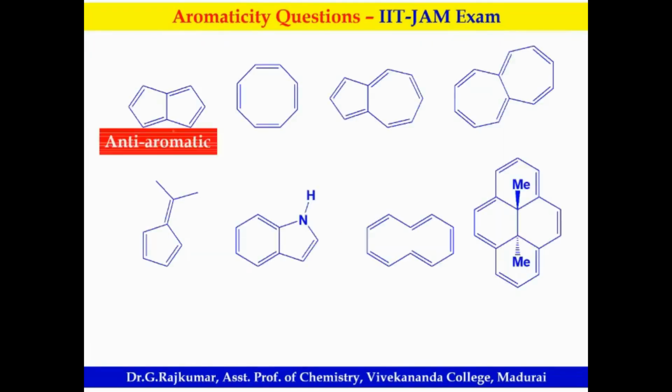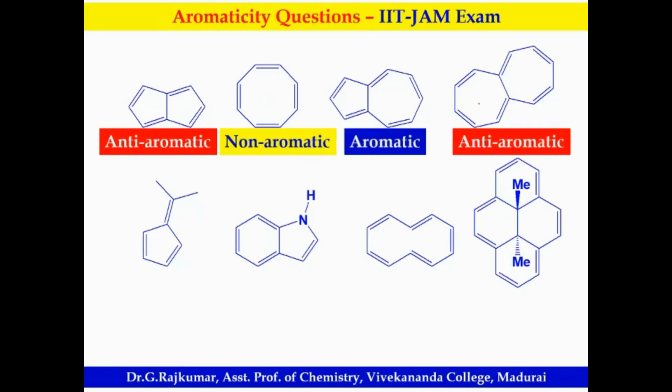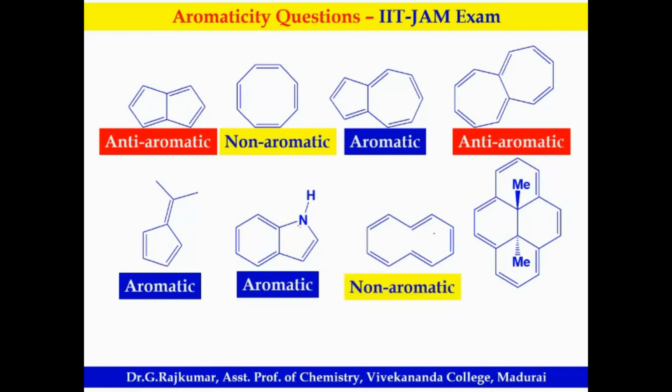Look at this. First one is anti-aromatic because 8 pi electrons are involved. Second one is tub-shaped cyclooctatetraene, non-aromatic. Third one is azulene, aromatic. This is heptalene, anti-aromatic because 12 pi electrons are involved. Third one is aromatic. Exocyclic double bond, delocalization putting it attains aromaticity. Then this compound is aromatic. Nitrogen lone pair is there. This is non-aromatic. Two hydrogens, it's a non-planar structure. Last one is a pyrene type compound.